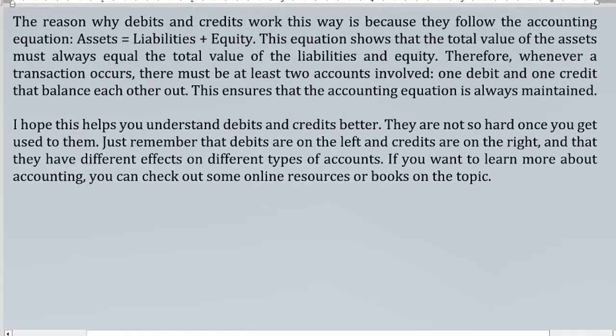I hope this helps you understand debits and credits better. They are not so hard once you get used to them. Just remember that debits are on the left and credits are on the right, and that they have different effects on different types of accounts.